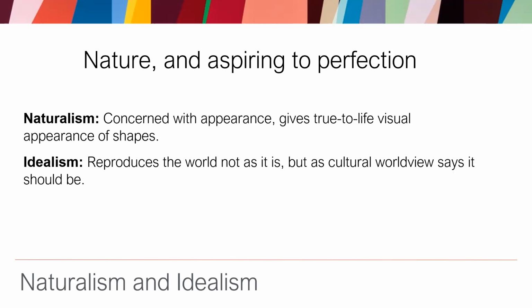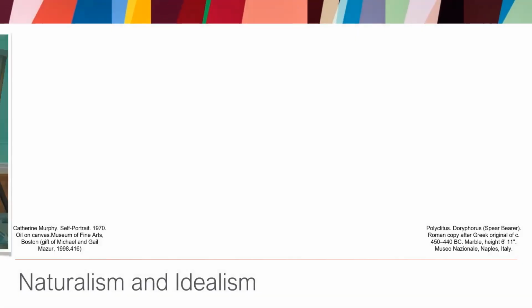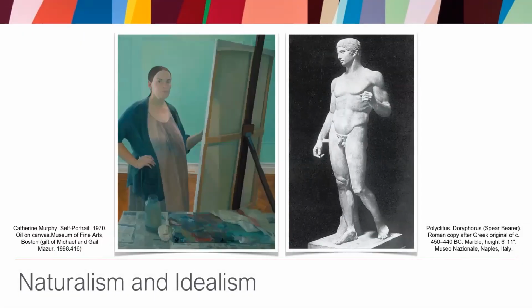So there's naturalism, which gives true to life visual appearances, and idealism is the way we think things ought to be. So this is a good example of it here. We've got the self-portrait, which is the natural, and then we have the idealism here with Polykleitos, the spear bearer. Not too many men, I don't think back then or even today, look this good.